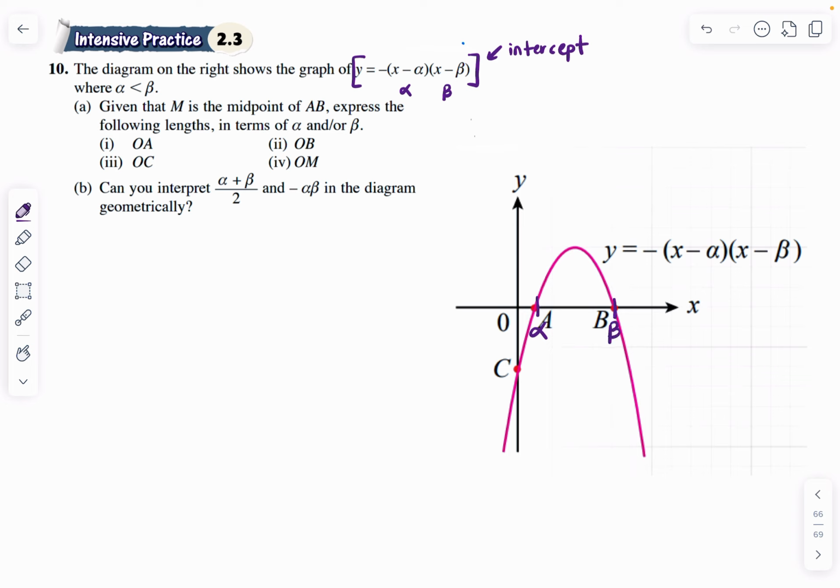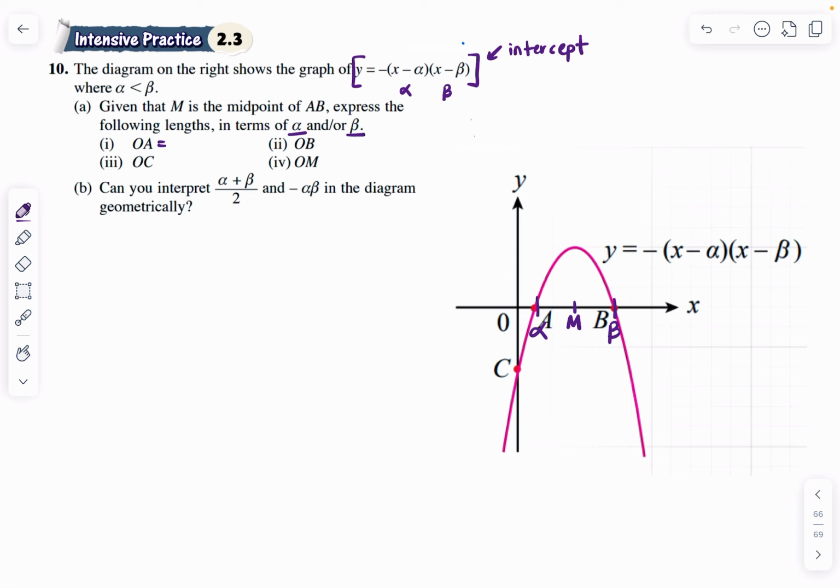Okay. A. Given that M is the midpoint of AB. So this is A, this is B, midpoint means must be in the middle. So this would be M. Express the following lengths in terms of alpha and beta.